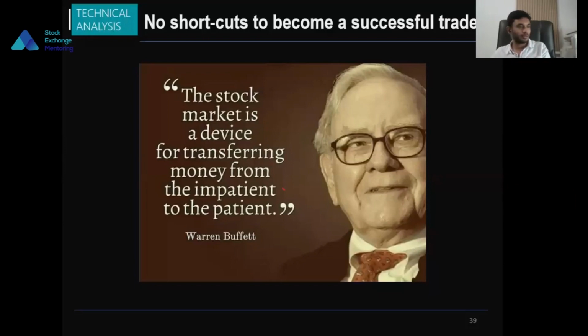Our famous market guru, Warren Buffett: the stock market is a device for transferring money from the impatient to the patient. So we definitely have winners and losers in the market. This is how the market works. But the game changer is that the winners are the patient traders who professionally approach the market. The losers are the impatient traders who don't have the knowledge or idea how to analyze these markets, and lack emotional balance, risk management and money management skills.